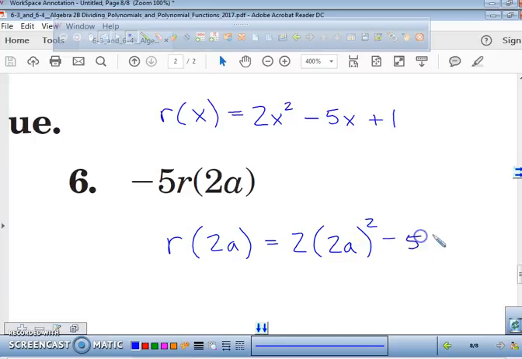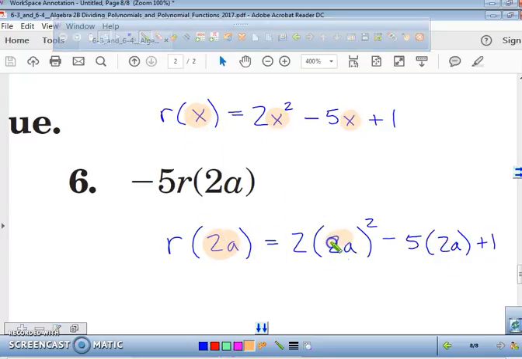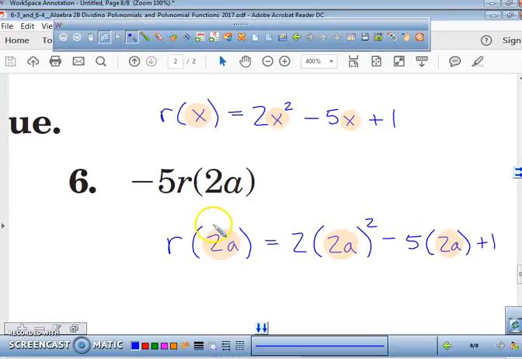Now I'll highlight it so hopefully you can recognize the pattern here. Before, it was just simply r of x, and you had an x here and you had an x here. Well, now I'm asking you to evaluate it when your x value is now 2a. So I'm taking this and plugging this number in the place of x. That's what I'm doing. Okay?